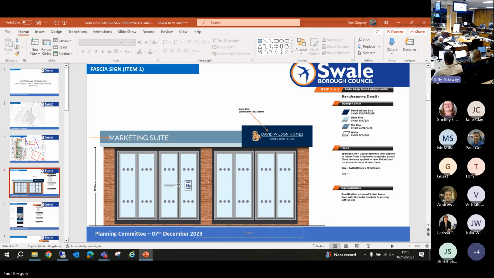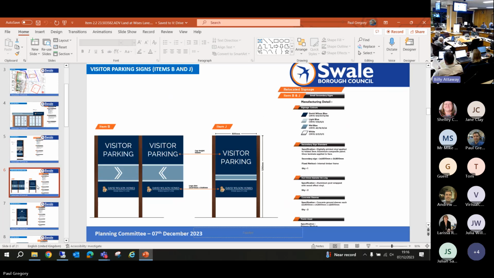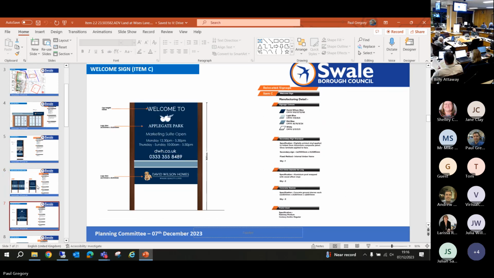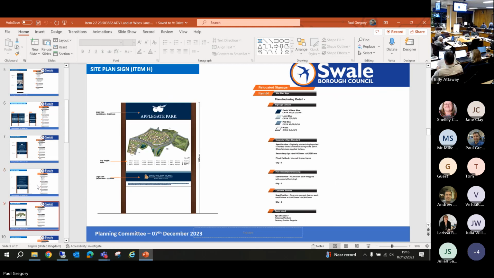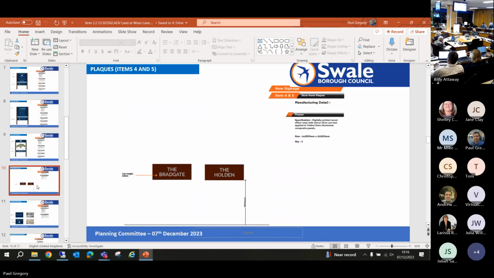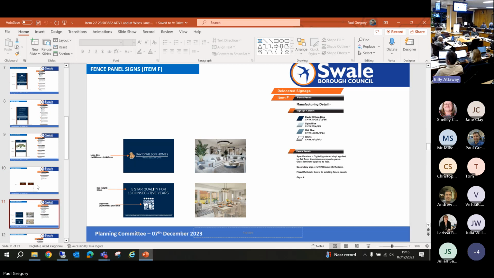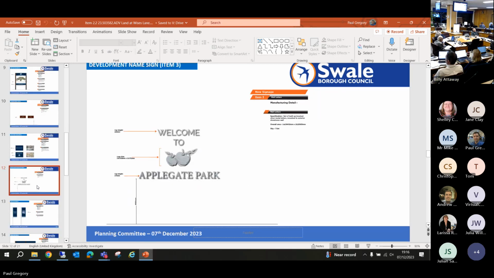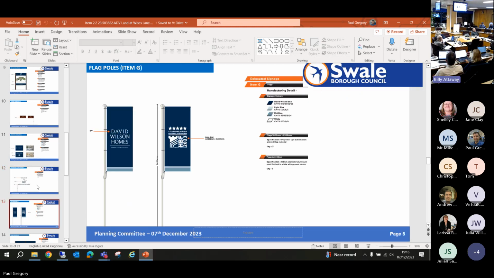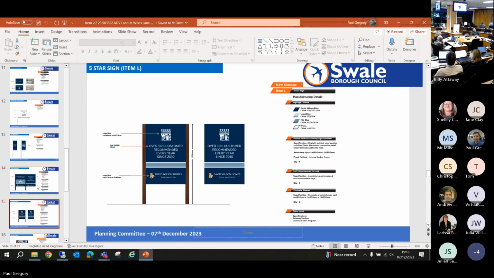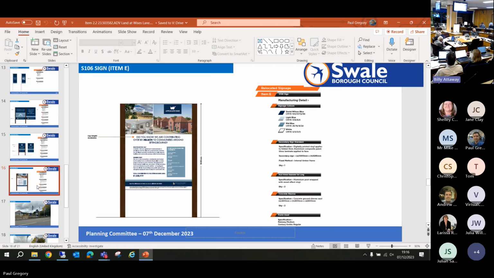So this is a run through of the various adverts which are proposed here. Various totem signs. Small signs which are located on two of the show homes. These are the fence panel signs. You can see that's the name of the development, and these are the flagpoles.